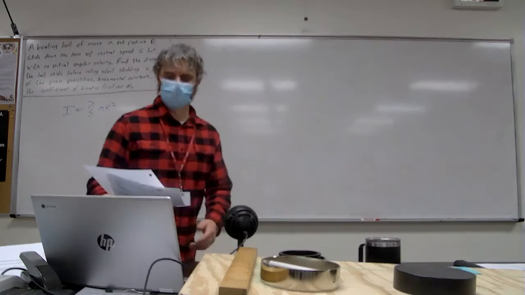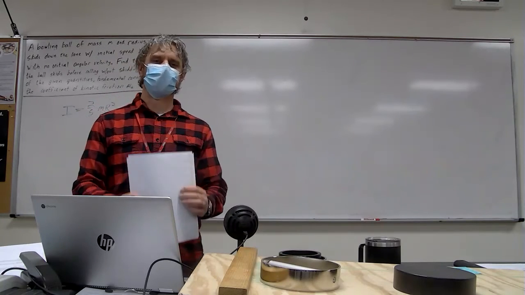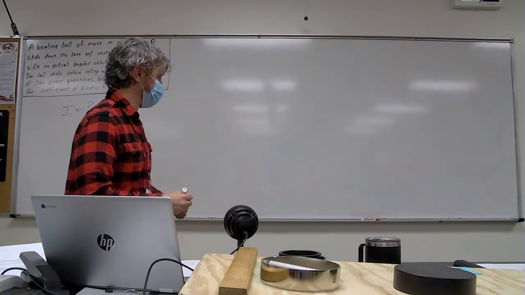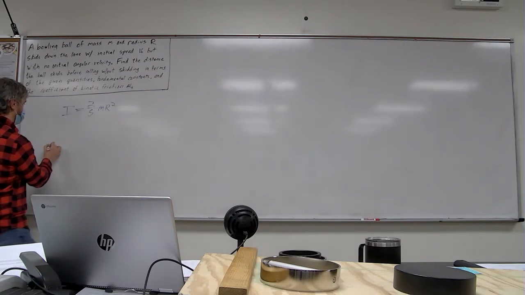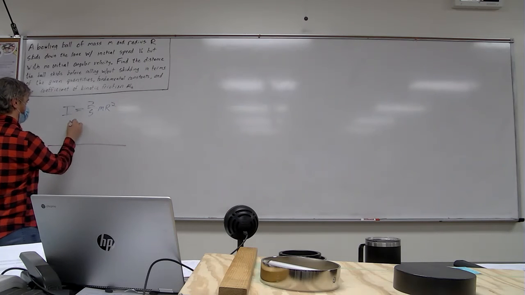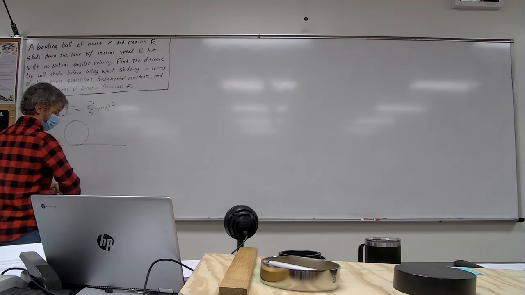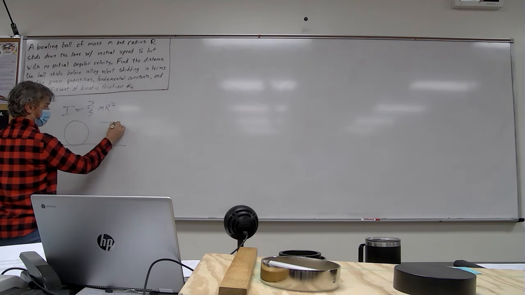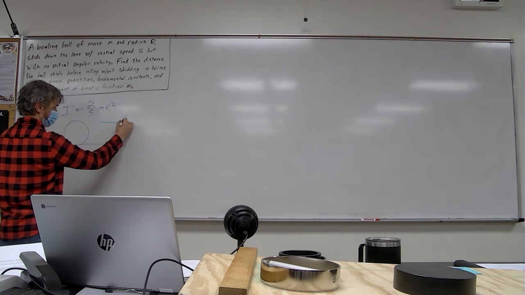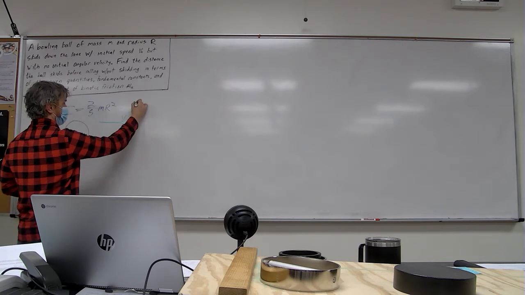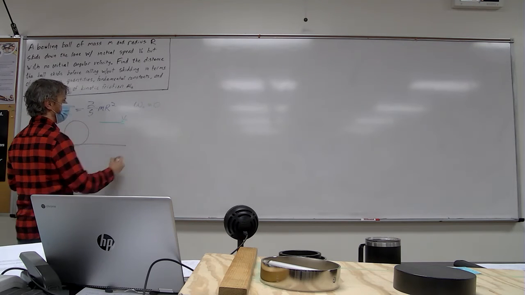All right. Let's see if I can do this. I always have trouble with this one. This is a tough problem. So we have a bowling ball that is rolling, has an initial velocity v naught, and remember omega naught is 0.